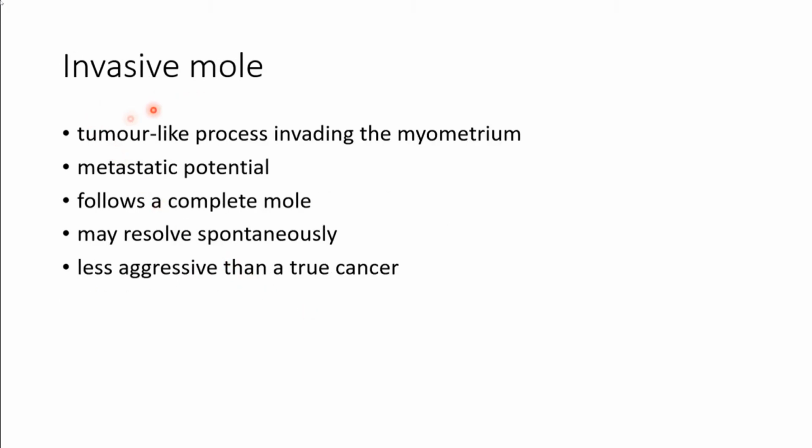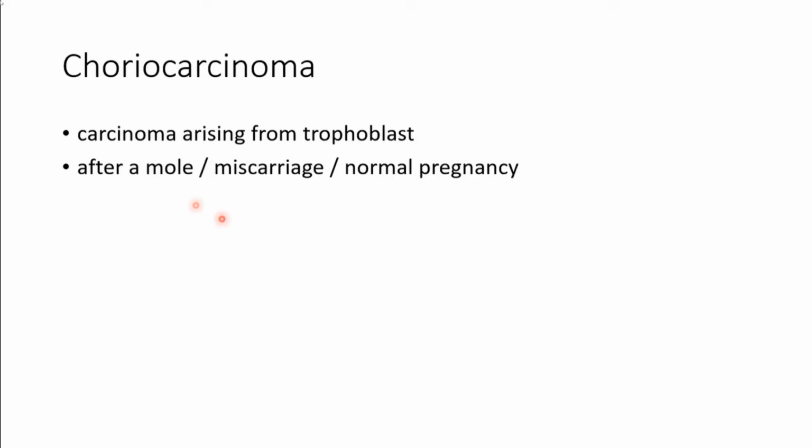Let's see about invasive mole. It's a tumor-like process invading the myometrium. It has metastatic potential. It follows a complete mole. It may resolve spontaneously, and is less aggressive than a true cancer. Next we'll see about choriocarcinoma. It's a carcinoma arising from trophoblast. It usually occurs after a mole or miscarriage, or even after a normal pregnancy.